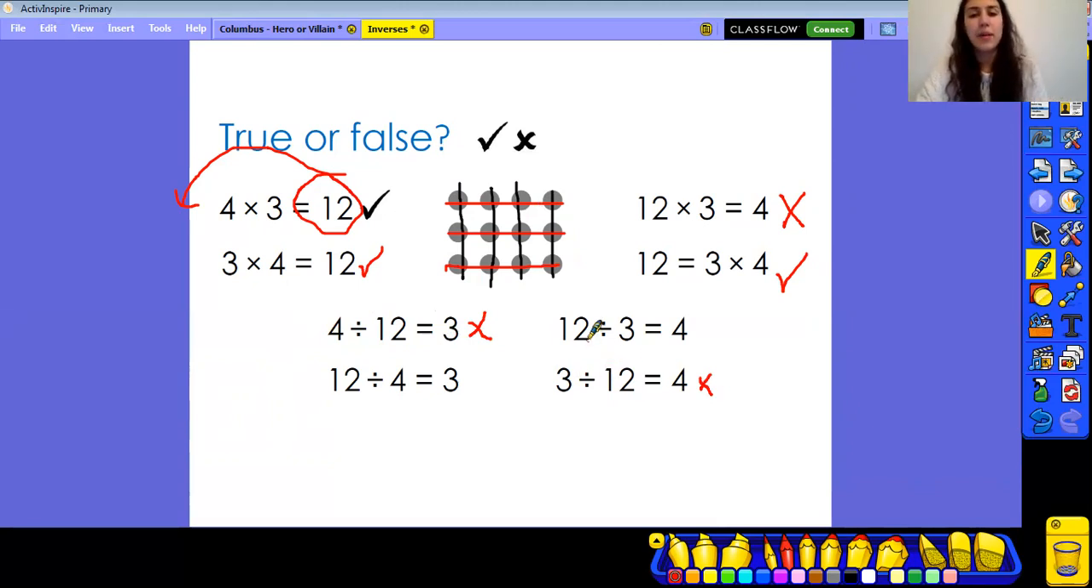So let's have a look at this one then. 12 divided into groups of 3. So if I divide it into groups of 3 like these here, do I get 4 groups? Yes, I do. And if I did 12 and I divided it into groups of 4, would I get 3 groups? Yes. So these ones with the tick are all true, but these 3 are false.